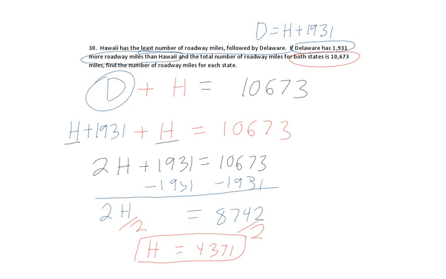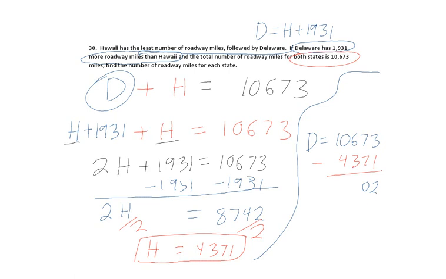And now, to find the roadway in Delaware, we can do the same thing that we did in question 29. For Delaware, you just have to do the total, which was 10,673 minus 4,371. And whatever happens, happens. So let's see, that's going to be 6,302 for Delaware.